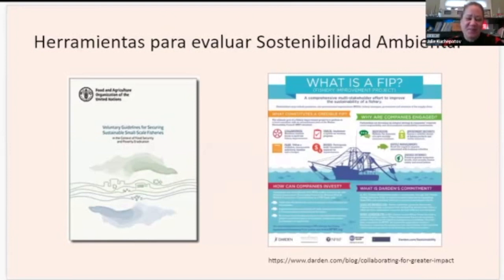And so there are requirements to be in a FIP. Like with certifications, there are certain requirements to start a FIP. So you must have an assessment of the fishery, a work plan to address the issues.